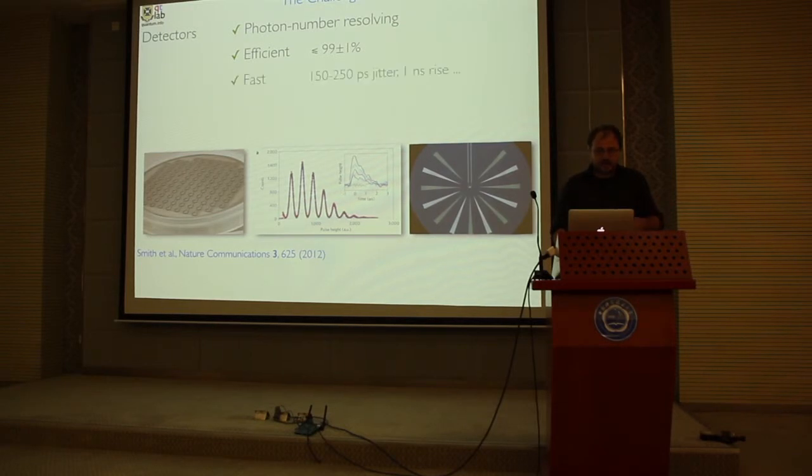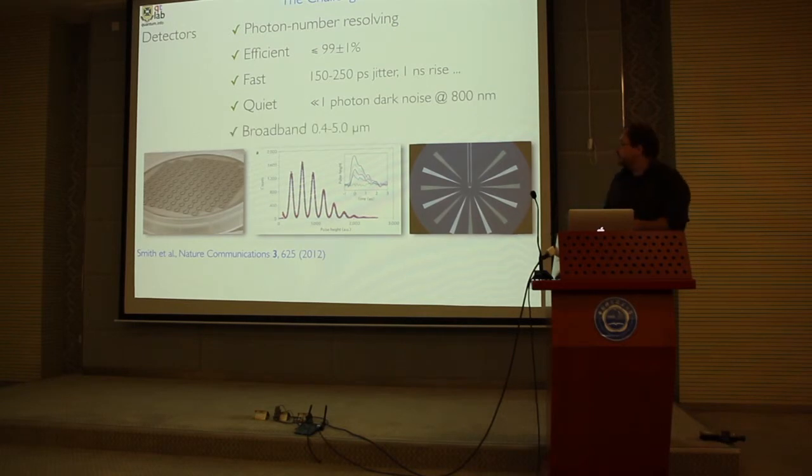In a different architecture, we have detectors that are fast. We have detectors that are quiet and they're very broadband. We don't have any one detector that is all of those things, but people are throwing money and attention at it, and it is improving quickly. We've got some of the transition edge sensor detectors that are photon number resolving, efficient, quiet and broadband, but they're not fast, so 4 out of 5 ain't bad.